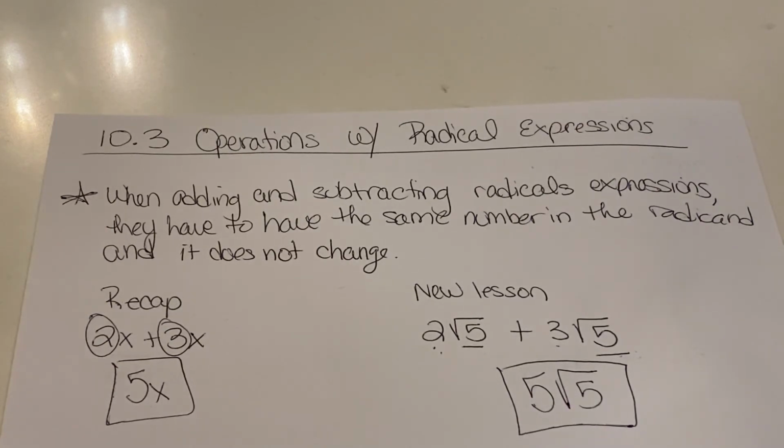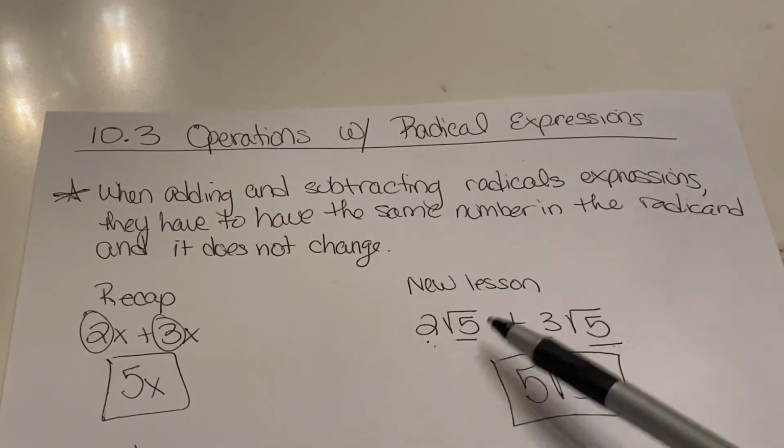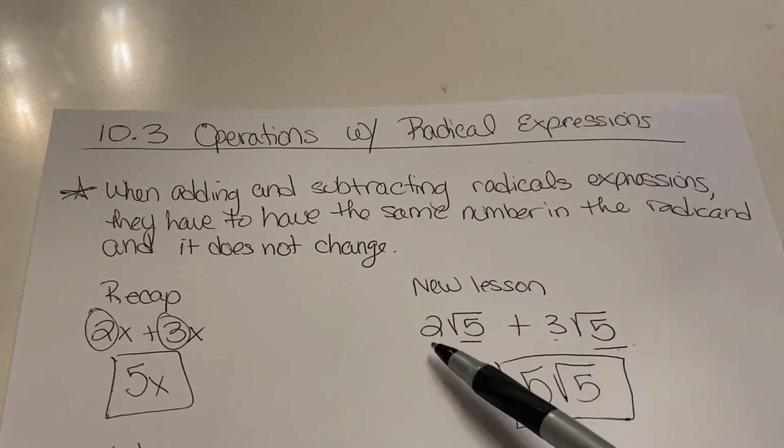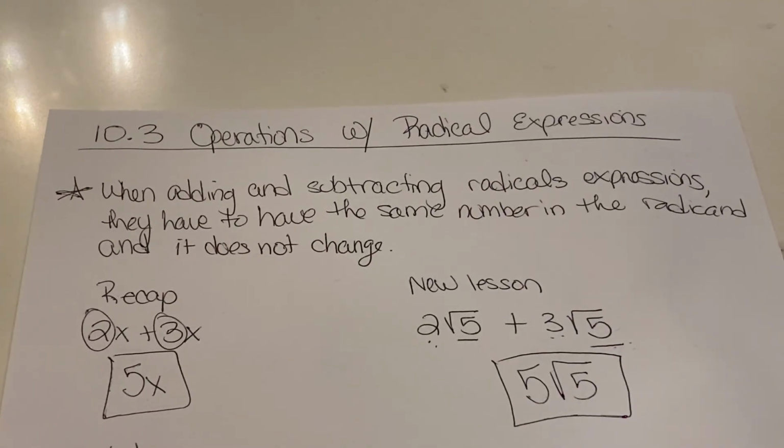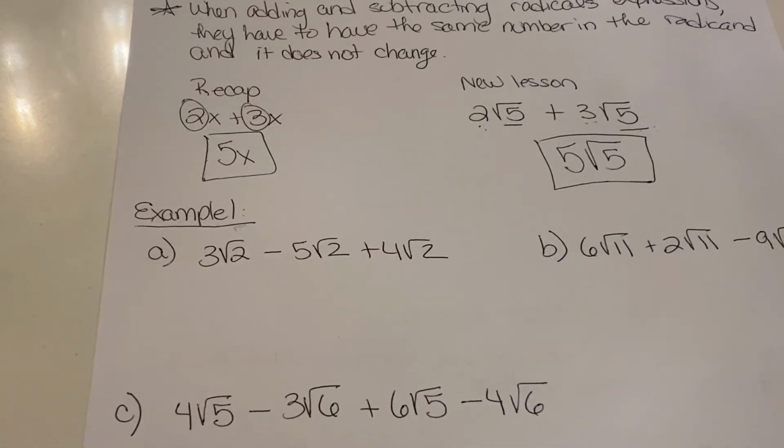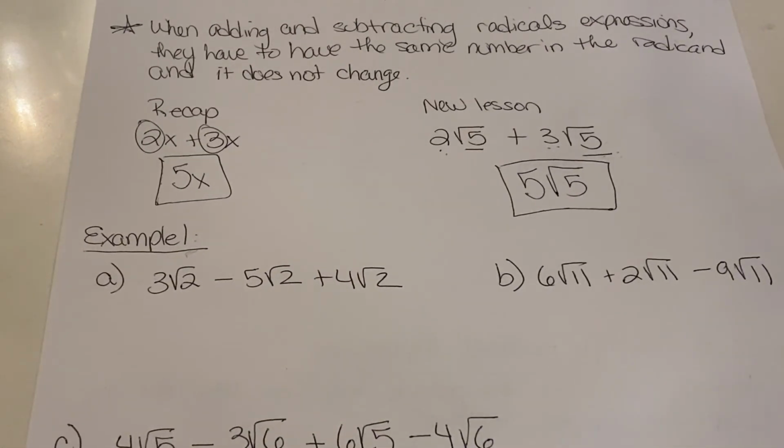So basically, when we're combining like terms, how do I know I have a like term? I have the same number inside the radical, and I just add the numbers outside. All right, so let's try some easy ones. Here's the first example.